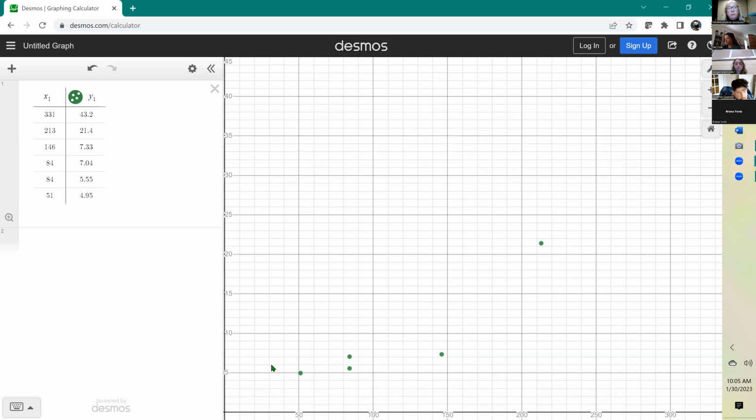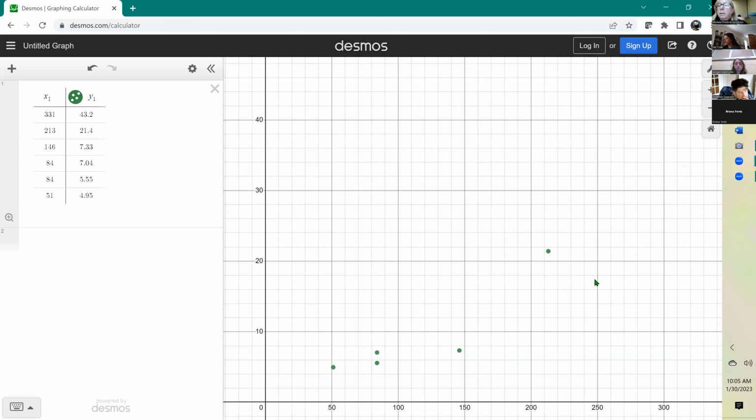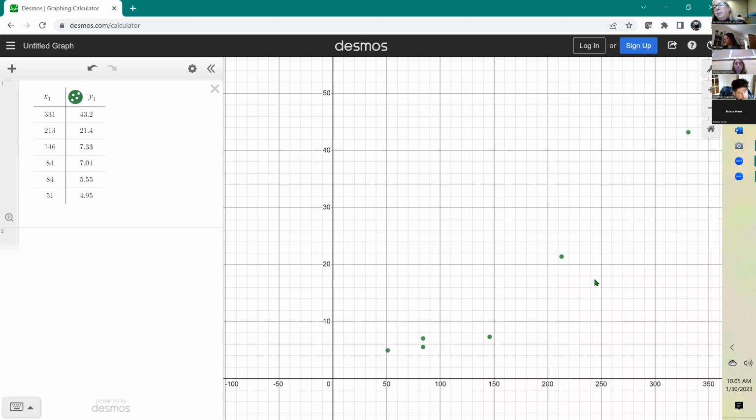So there's my points. One of them's not there. 331. No, why? What was here? Okay, it was just blocked over here. Any questions on the graph?